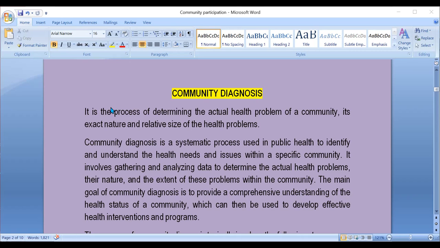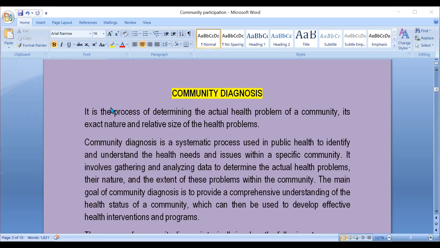Okay? And you now understand the extent it's affecting them. It could be that it's affecting to the point they don't have access to healthcare, or it's now becoming life-threatening. That is what community diagnosis tries to dissect and to give you a comprehensive understanding of the health status of these people, which can be poor or the reverse. The main goal of community diagnosis, as I said earlier, is to provide a comprehensive understanding of the health status of the community, which can then be used to develop effective health interventions.